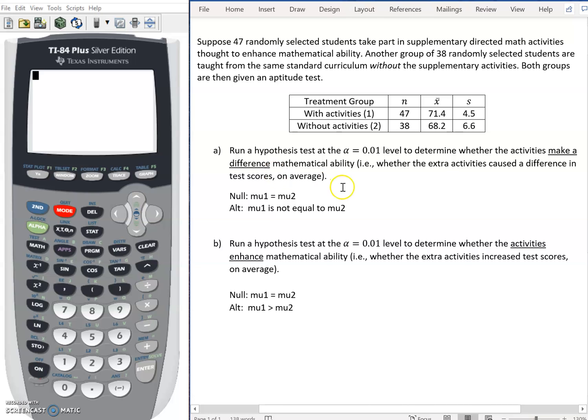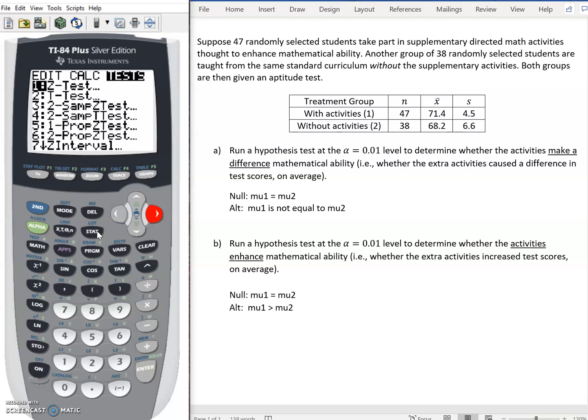Most of this process is going to be identical. So let's go to STAT, over to TESTS, and then think about what scenario we're in. It's not a z-test or a t-test because those are for one sample from one population. We have two different samples, one sample for activities, one for without activities. So we're in a two-sample situation.